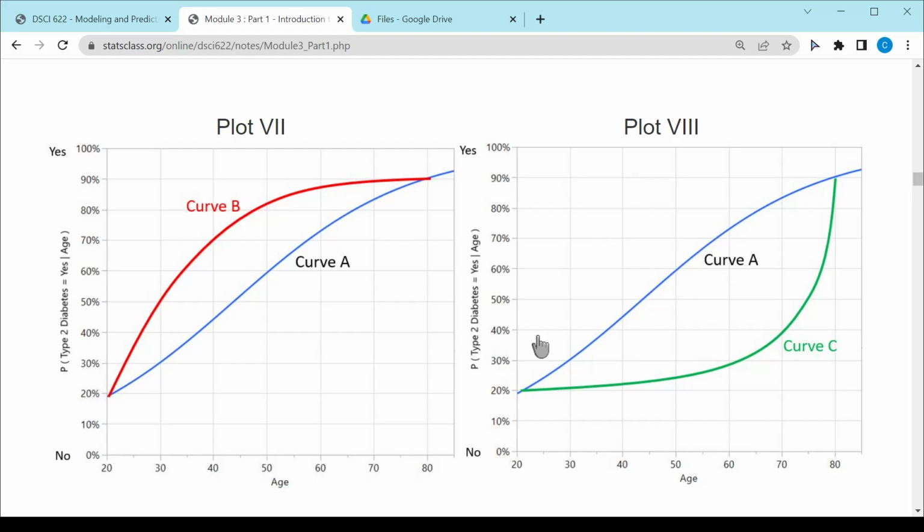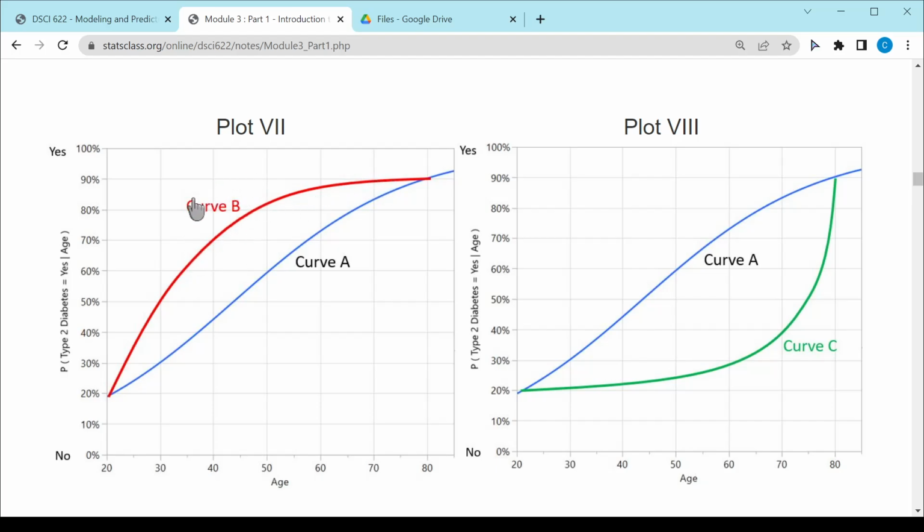All right, these last couple of plots are just showing you some other logistic curves. So curve A is what we have presented up above. Curve B here is just showing me that the predicted probabilities increase much more quickly for younger ages. And then after about 50 years old or so, it kind of levels off.